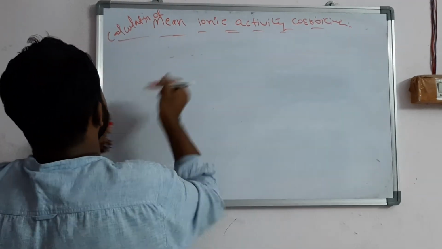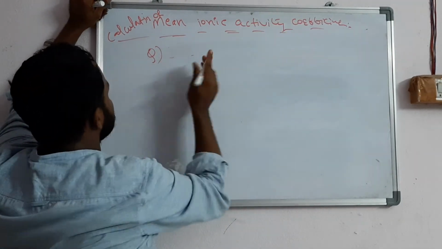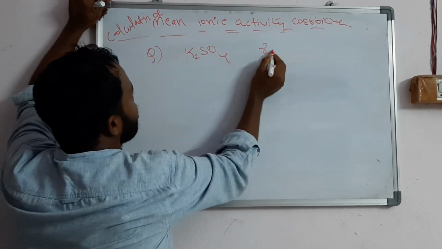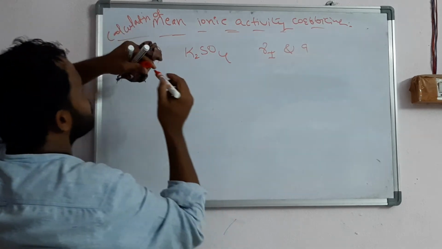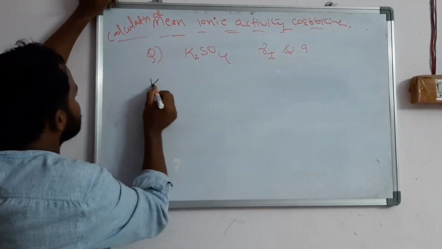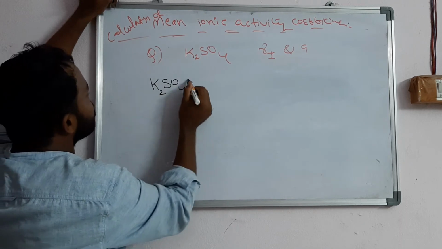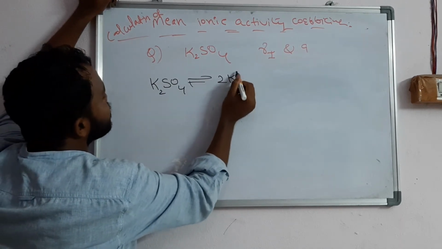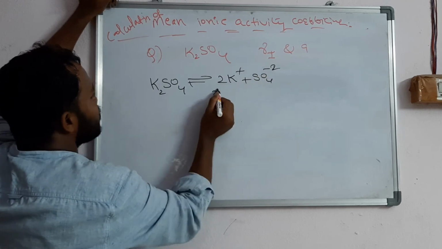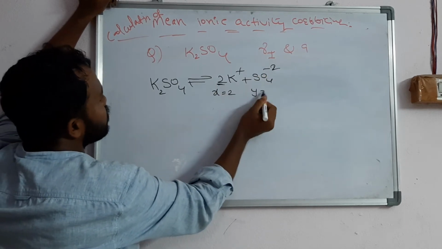Whereas the second question is, in this calculation, K2SO4, find out, same question, gamma plus or minus and A. So first I am calculating gamma plus or minus. First you should write the equation: K2SO4 is divided into 2K plus and SO4 minus 2. What is the x value here? X is equal to 2, y is equal to what? Y is equal to 1.